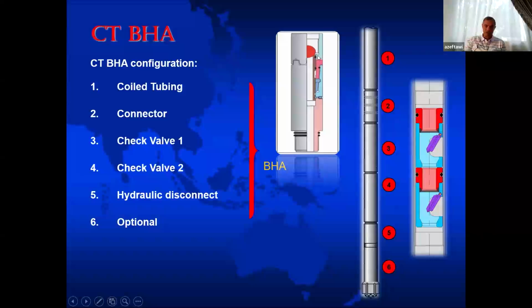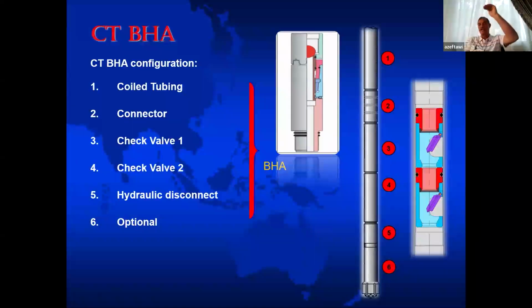Once this ball sits on its seat, you prevent circulation now. You start pressure build-up. This pressure build-up will shear these pins. So the hydraulic disconnect became two pieces. The lower piece stays with the stuck BHA, and the upper part will come out freely with the check valves. You can come all the way up.